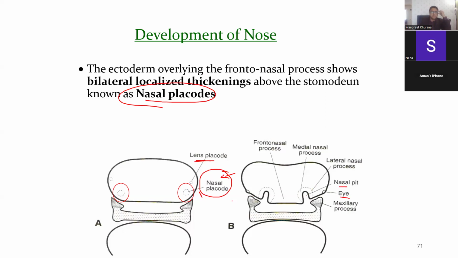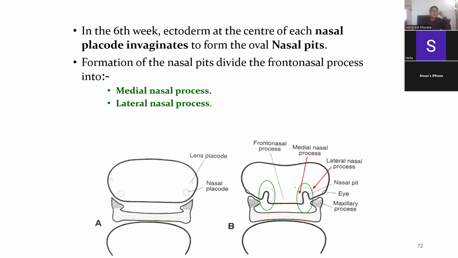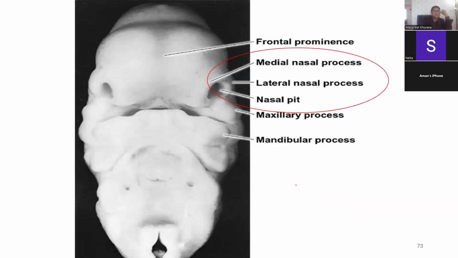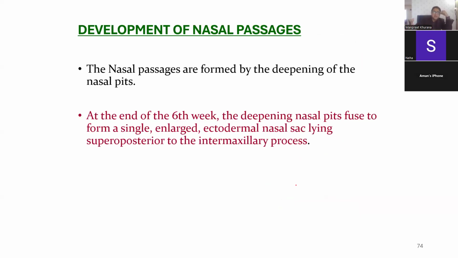This is the nasal pit, because the nasal placode finally forms a nasal pit. There are 2 processes known as the medial nasal process and the lateral nasal process. They fuse first with the lateral nasal process and then with the medial nasal process. In the middle, we have the frontonasal process. In the 6th week, ectoderm at the center of each nasal placode invaginates to form the oval nasal pits. Formation of the nasal pits divides the frontonasal process into medial and lateral nasal processes, as I told you. Nasal passages are just formed by the deepening of the nasal pits.